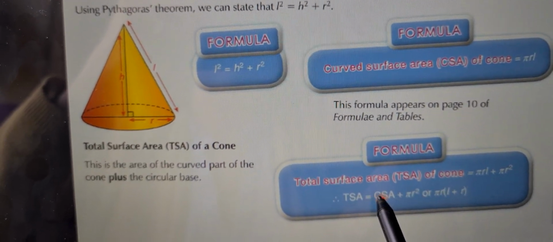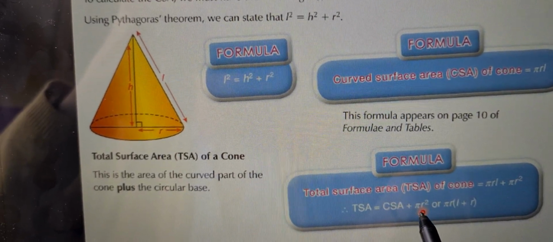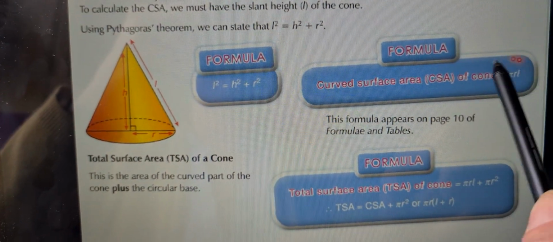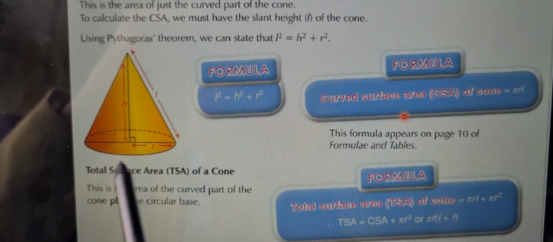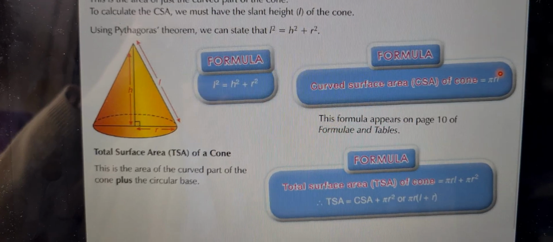You don't need that, okay? So this is what you would work with. The curved surface area, which is pi r L plus pi r squared. Again, this is not given in the log tables, but this one is. So once you know what curved surface area is, you should know that all you have to do is add on a circle onto it, and that will give you the total surface area of a cone.